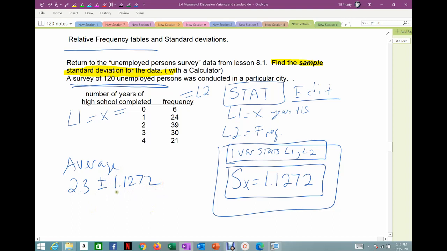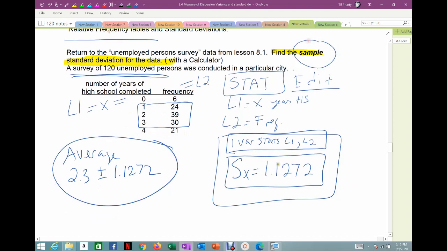If I were just rounding to whole numbers, this would range between 1 and 3. Most of the people answered between 1 and 3. That's where most of the people were. Few people answered at 0, few people answered at 4, but those were the smaller groups.